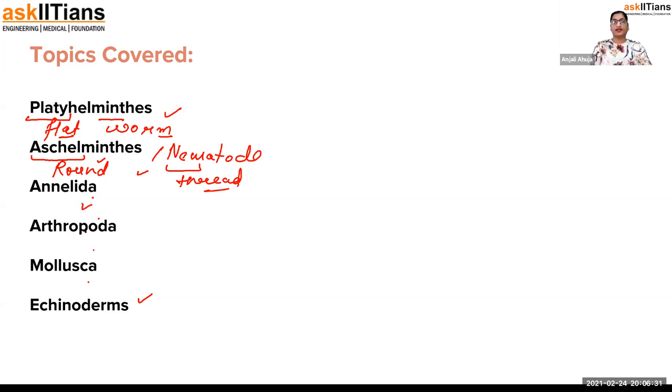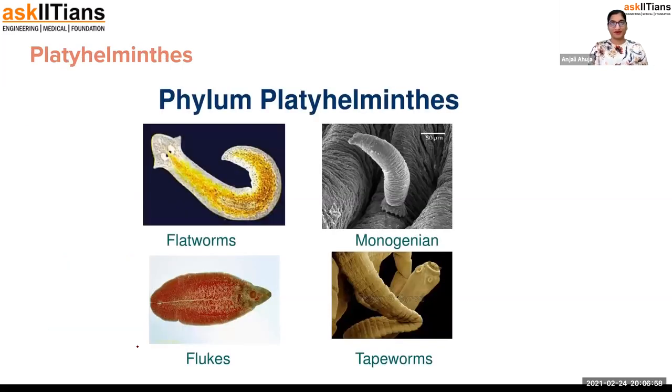We will be learning about annelids. Arthro means jointed, poda means feet. So these organisms have jointed feet. And then mollusks and echinoderms. Echino means echinus, spines, and derm is used for the skin. So they have a spiny skin on their body. That's the body design that they have. Now let me cover them one by one.